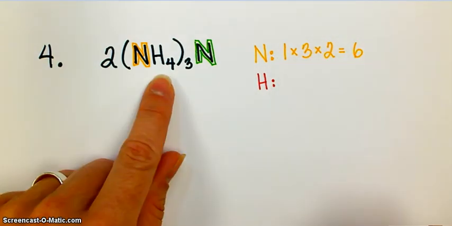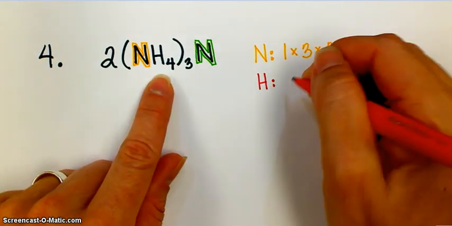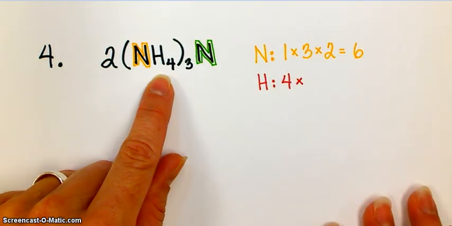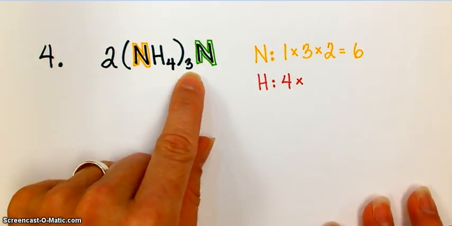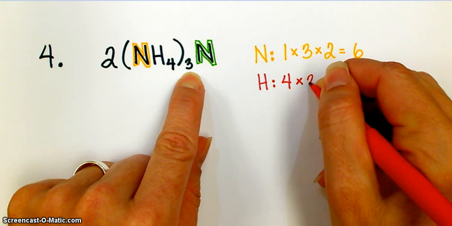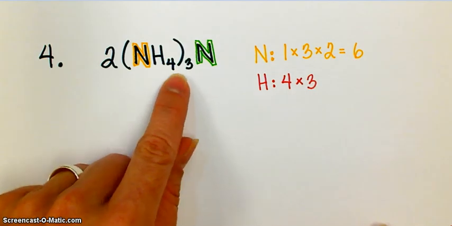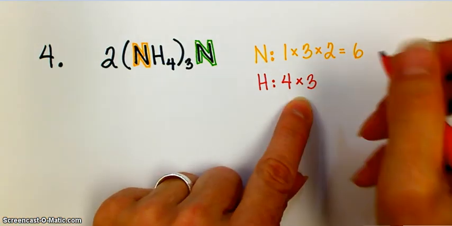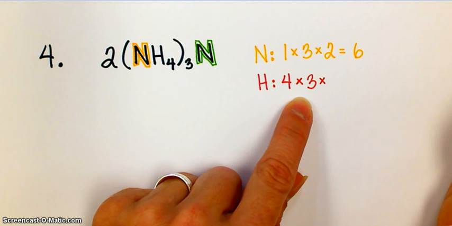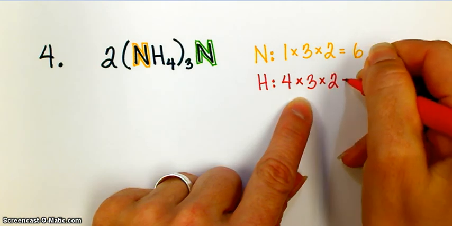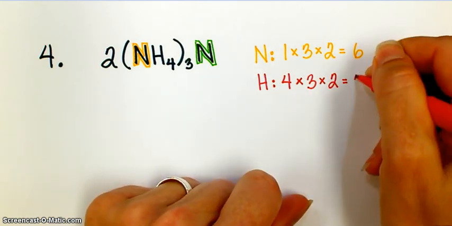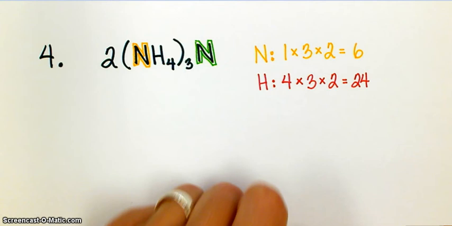What is the subscript on the hydrogen inside the parentheses? 4. What is the subscript outside of the parentheses? 3. And remember that 3 applies to everything inside the parentheses. And then what is the coefficient? 2. What is 4 times 3 times 2? 24. That's 24. Good. Okay, but I'm not done.